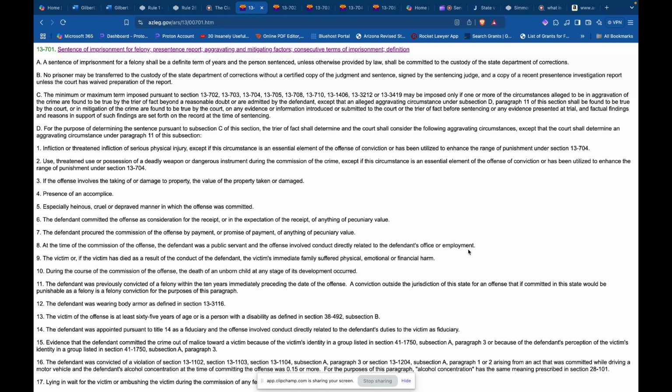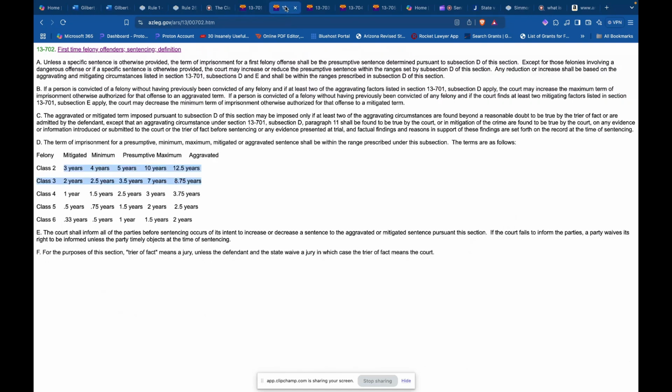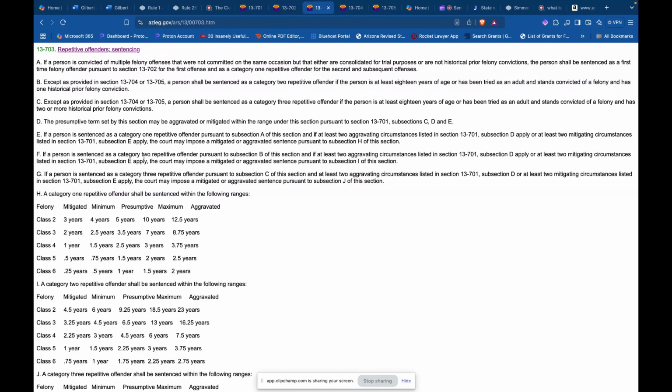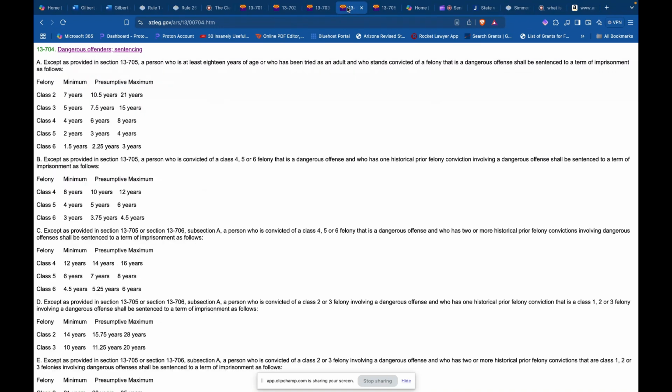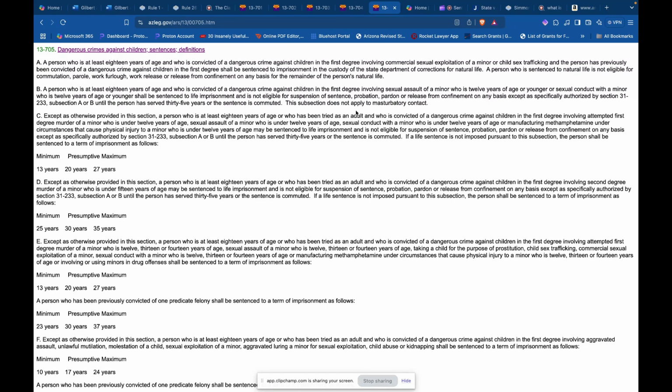13-702, which has to do with your first-time felony offender. And then you have another sentencing guideline that has to do with repetitive offenders. And then you have other sentencing guidelines for a dangerous offender. And then this, although not applicable, is cited for dangerous crimes against children, which has its own sentencing guidelines.